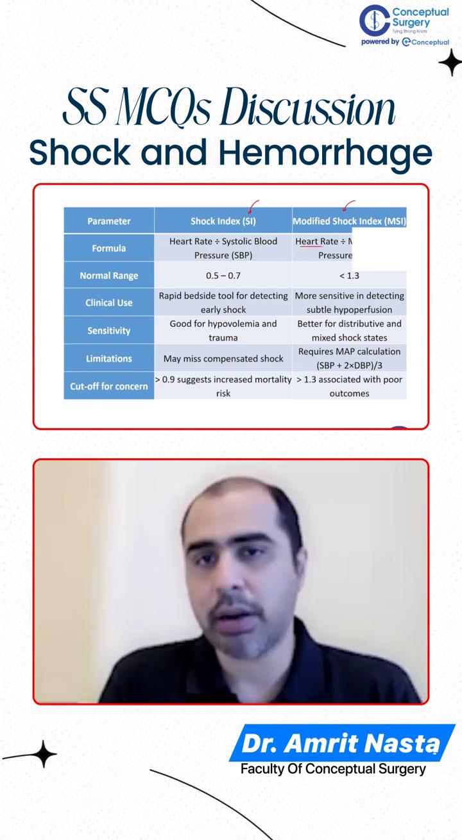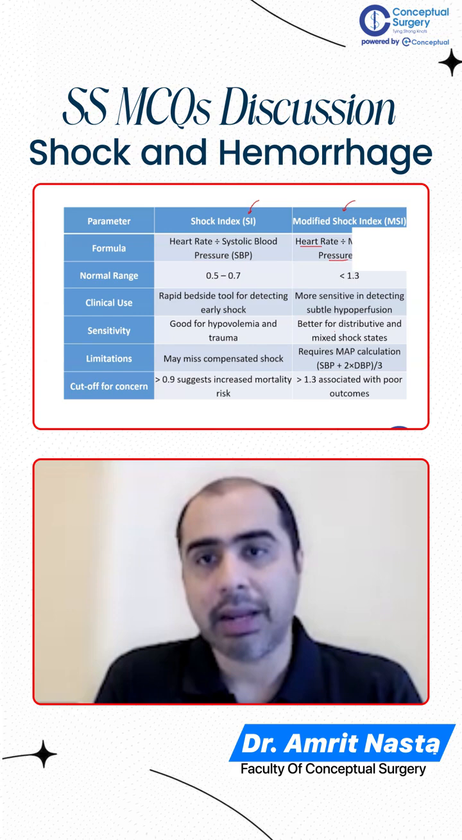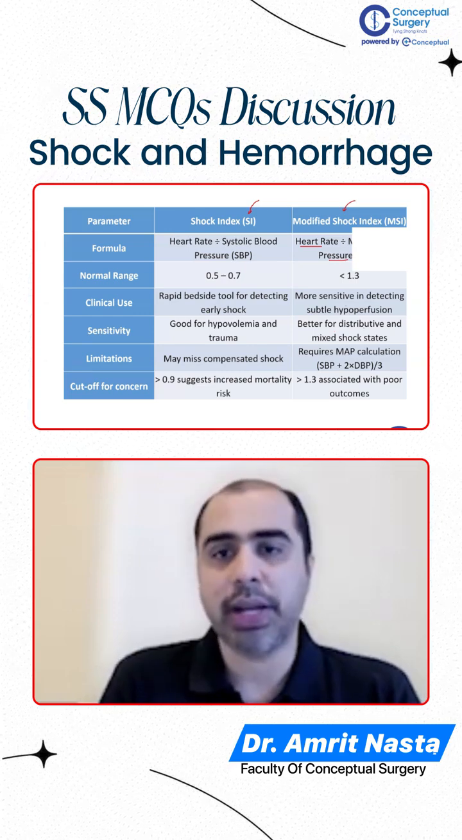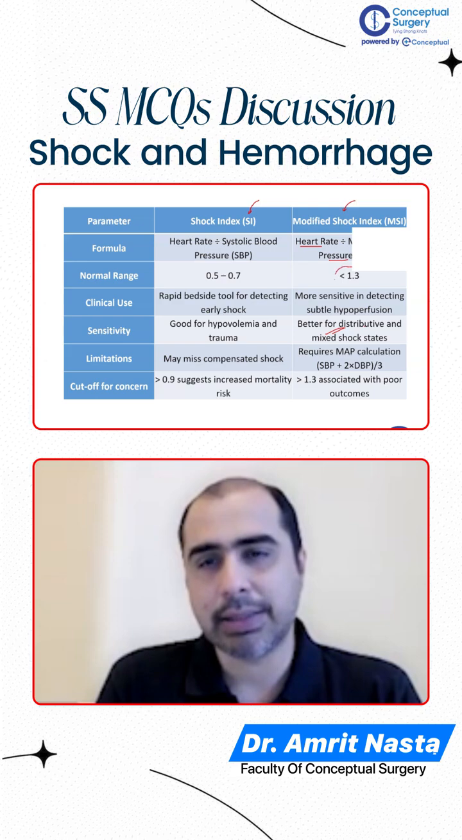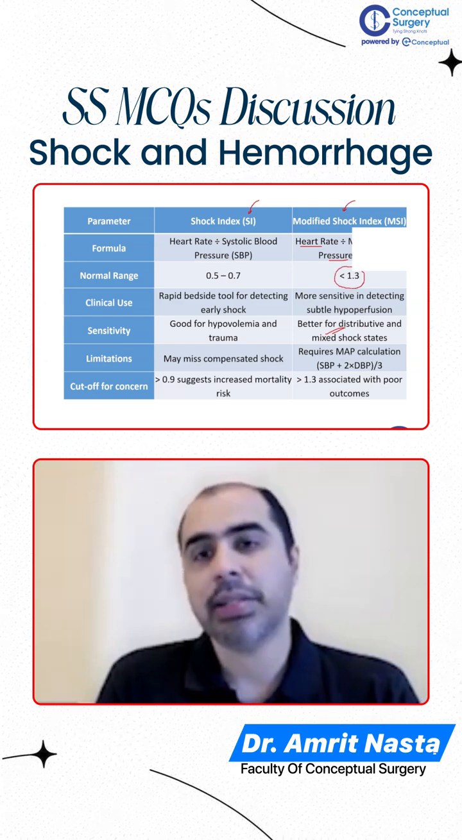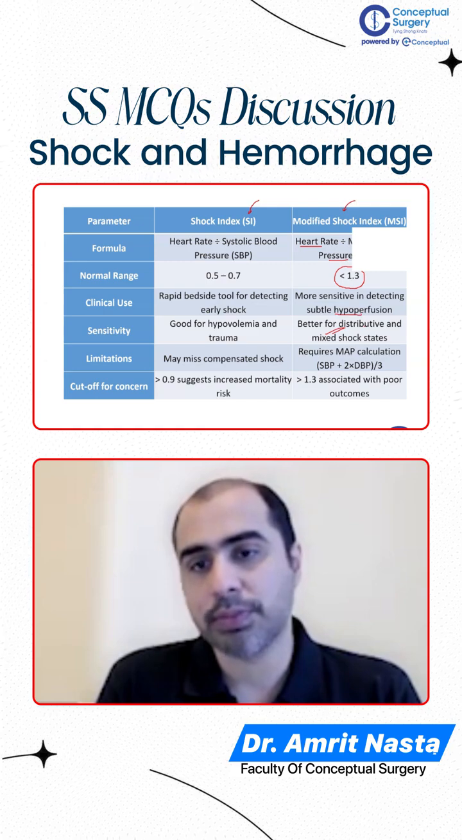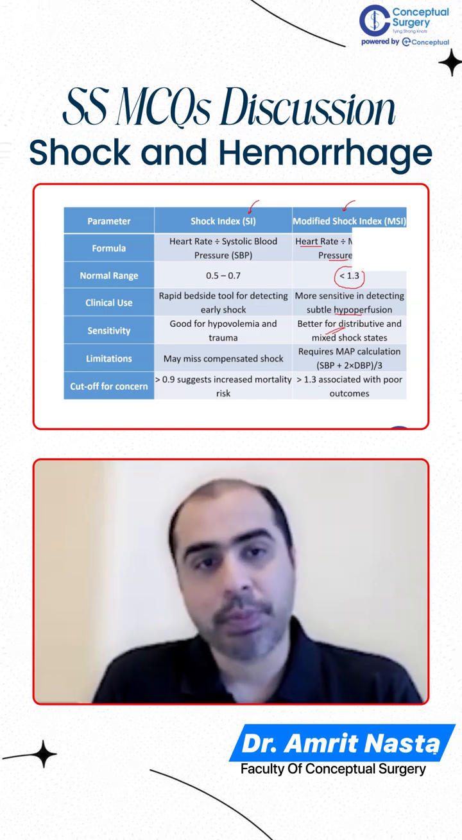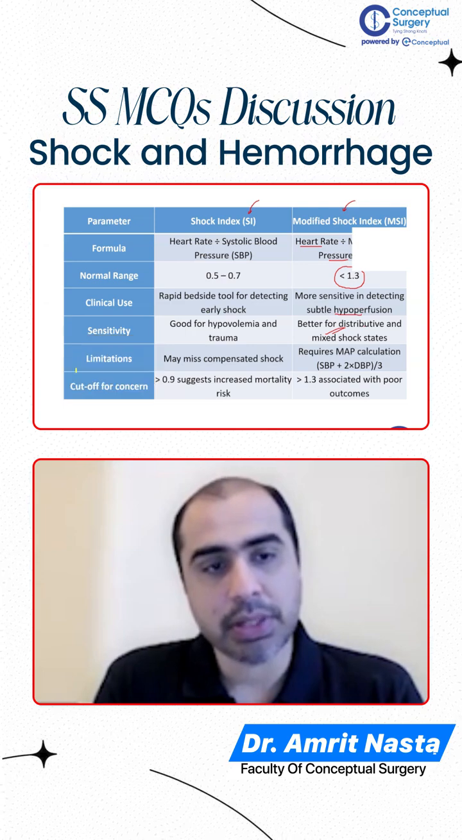Modified shock index is heart rate upon MAP, which is a better marker, and a change in this modified shock index is associated with a poor prognosis, right? It is telling me about hypoperfusion. So if it increases, it means the person is having hypoperfusion.